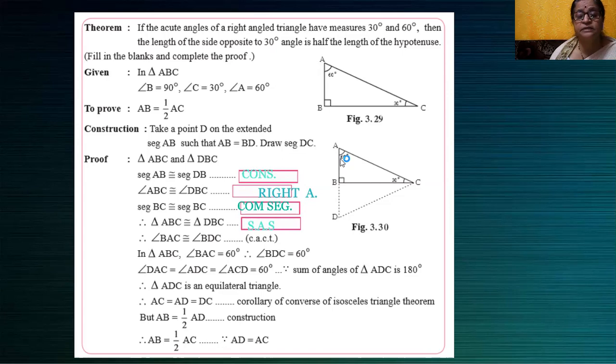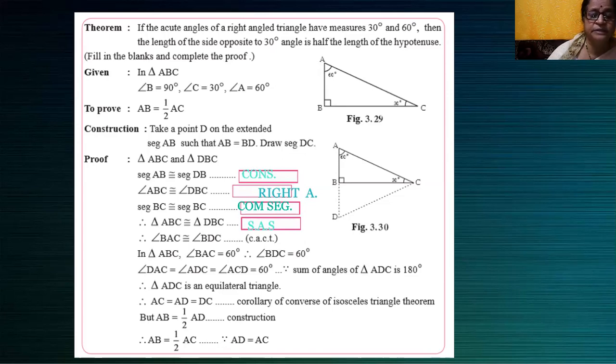In triangle ABC, angle BAC is equal to 60 degrees. Therefore, angle BDC is also 60 degrees, because the sum of the angles of a triangle is 180 degrees. All these sides are equal: AC is equal to AD is equal to DC. So all angles are 60 degrees. Therefore, AB is equal to half of AD, and so AB is equal to half of AC. That is, we have proved it.